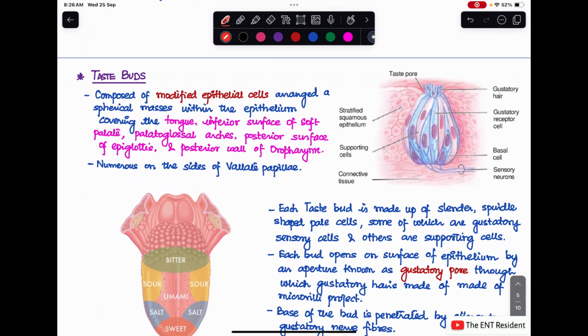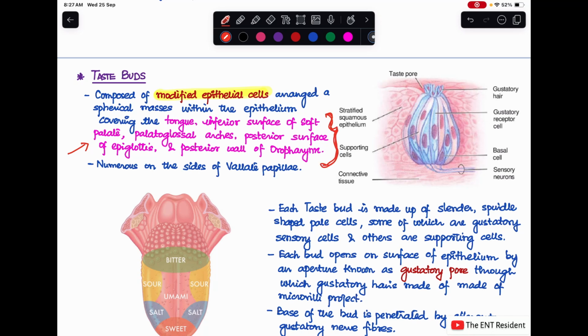Now, taste buds. What are taste buds exactly? They're basically modified epithelial cells arranged in spherical masses within the epithelium of the tongue. Not just the tongue, actually. This is another thing that you need to remember: which are the parts of the oral cavity where you find taste buds? The taste buds are found on the surface of the tongue, except for the inferior surface, as I have mentioned before, the inferior surface of the soft palate, the palatoglossal arches, the posterior surface of the epiglottis, and the posterior wall of the oropharynx. So these are all the places where you will find taste buds.